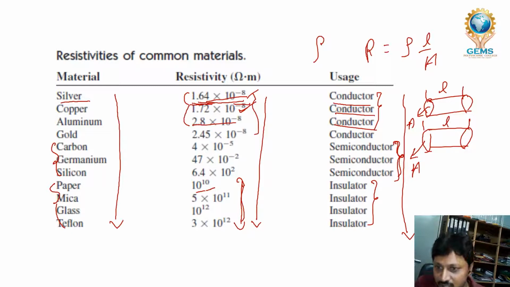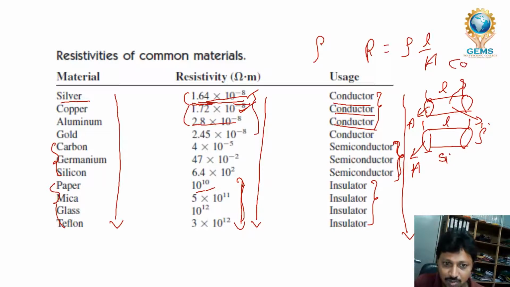So what happened? What makes the difference? The difference is the resistivity. The resistivity will make a difference. You just take silver. What is the silver resistivity? Suppose you take this one is the silver, and this one is the copper, right?